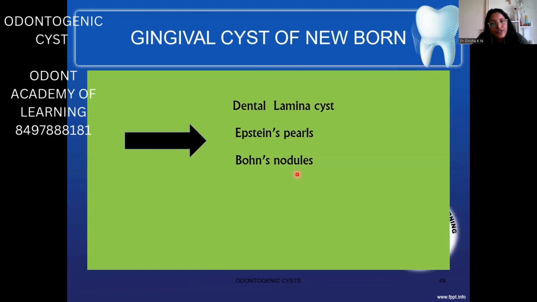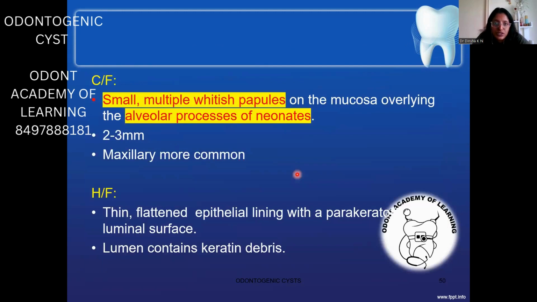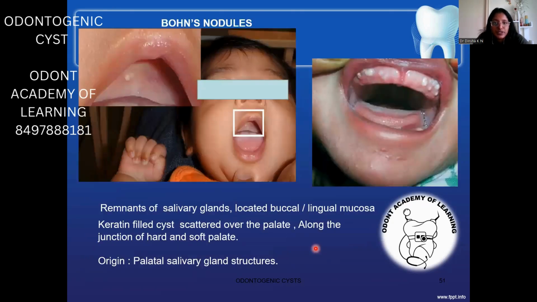The gingival cyst of the newborn can also be called Epstein pearls or Bohn's nodules. These are small, multiple whitish papules seen over the mucosa or over the alveolar process of neonates. They are very small, with a diameter of 2 to 3 millimeters, and more commonly in the maxillary region. Histopathologically, you see a very thin flat epithelial lining with parakeratinization, and it contains keratin debris. So this is how Bohn's nodules appear. You can see them in the alveolar region here.